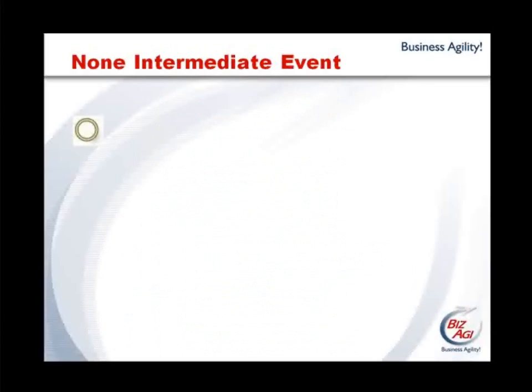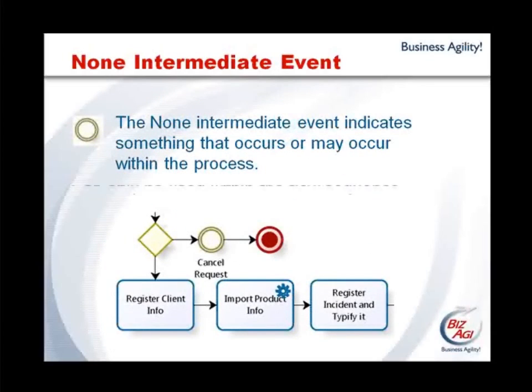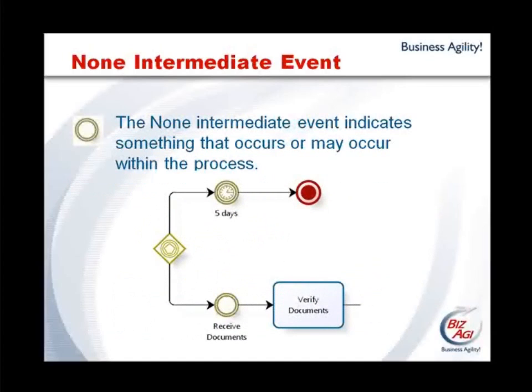The none intermediate event indicates that something occurs or can occur within the process. It can also be used to represent something that does not depend directly on the users of the process, as, for example, a reception activity and physical verification of documents, whereby the user cannot perform this if the documents are not received. Additionally, these events, according to BPMN, can be used to represent the different states in which the process passes. These events can only be used within the sequential flow of the process.